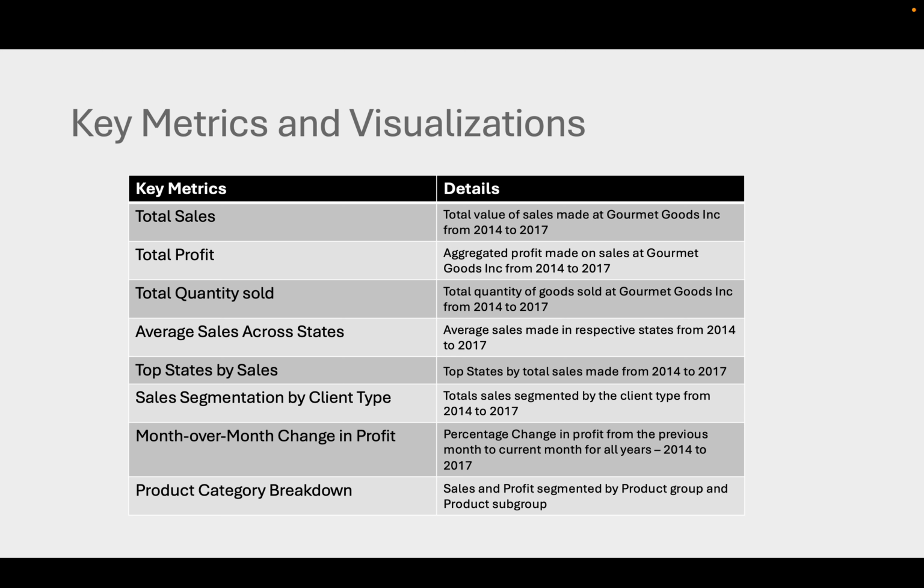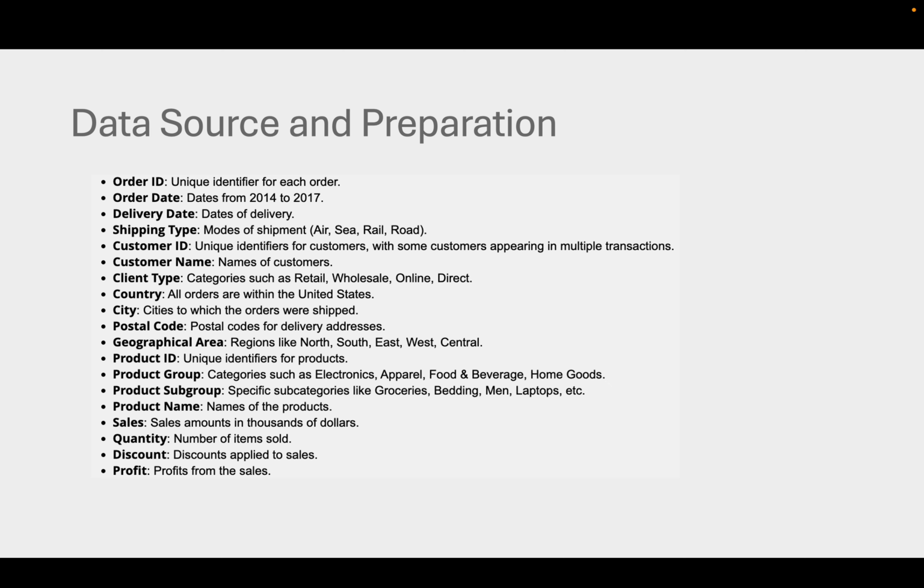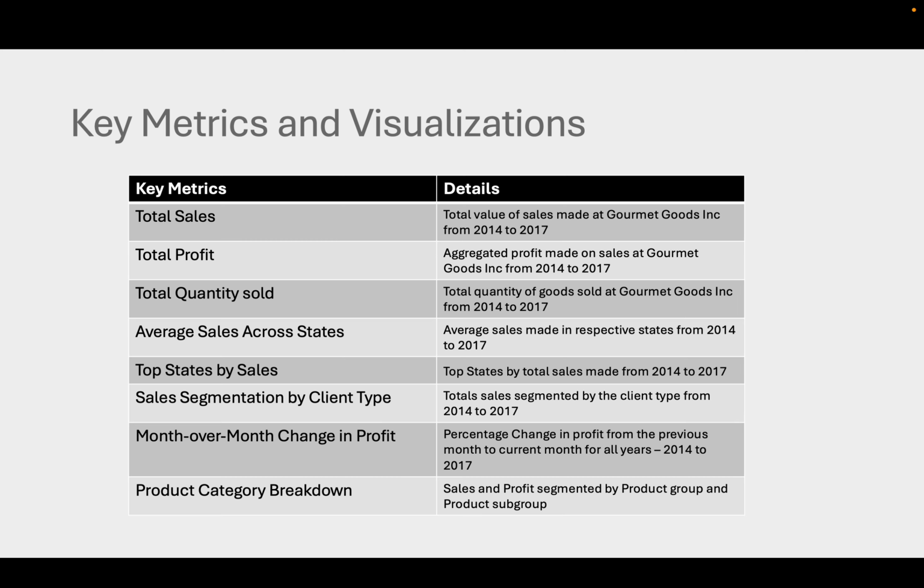We are breaking down the sales and profits segmented by product group and product subgroup. Going back here, we see the categories for product group are electronics, apparel, food and beverage, and home goods, and also subcategories like groceries, bedding, men's. There are a lot more subgroups. So that's how we've looked at the product category breakdown. Now I'll walk you through the dashboard, highlighting the key metrics I've just talked about, and then finally we can move on to the insights.